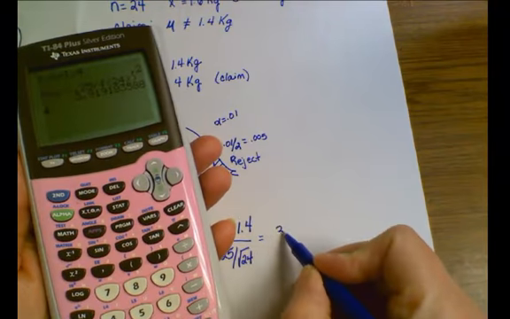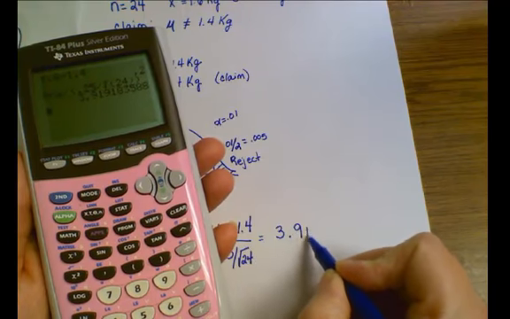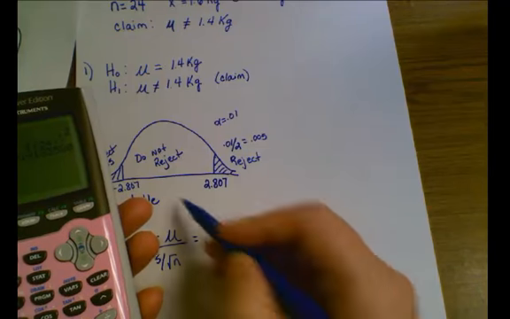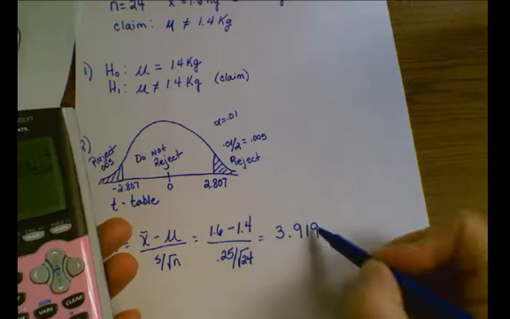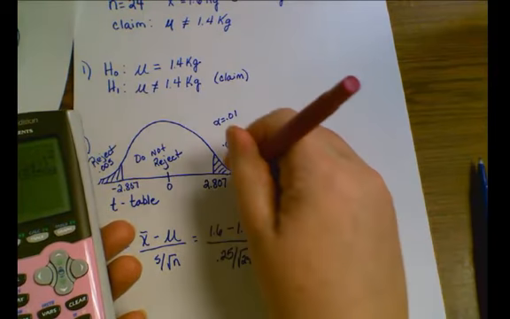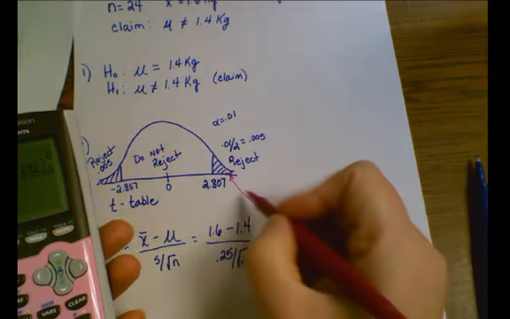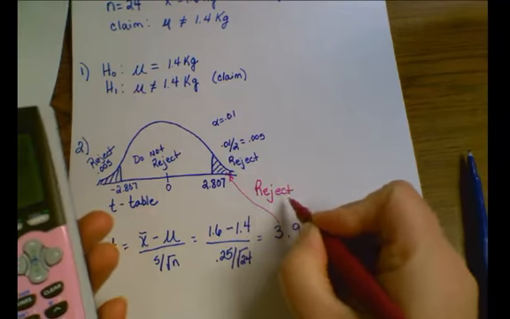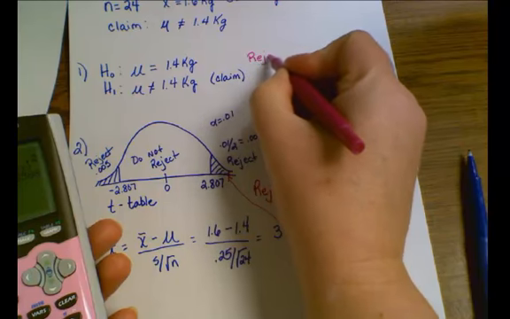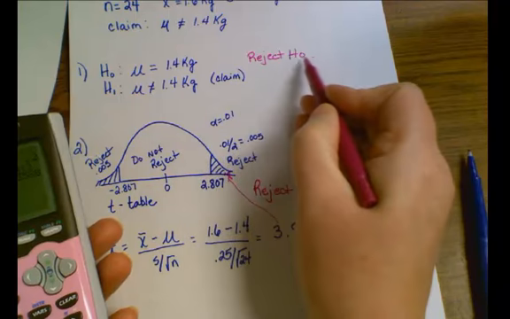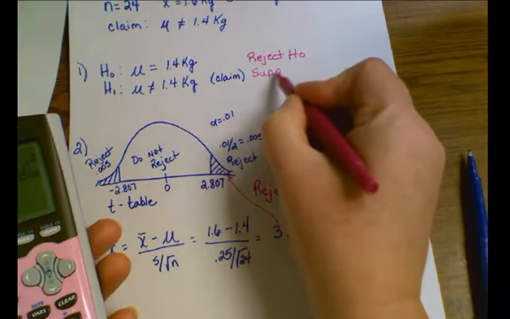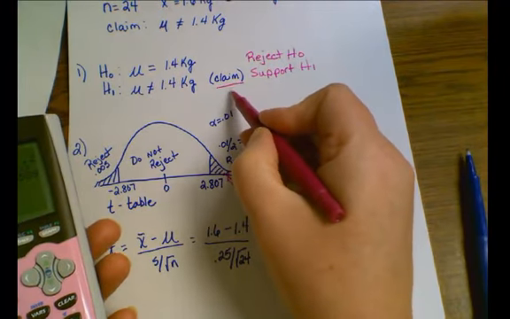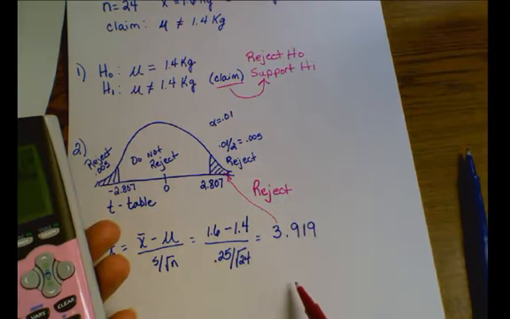And that gives me a z-score of 3.919. And I take it out to 3 decimal places because this is 3 decimal places. Now, what does this tell me? This tells me on a scale, if 0 is here and 2.8 here, that this is somewhere here. It's in the shaded region. Therefore, I reject. So I'm going to come up here and write what I do. I'm going to reject H0. If I reject H0, that means I'm going to support H1. And the claim is here, so my real statement is that I've got enough evidence to support the claim.